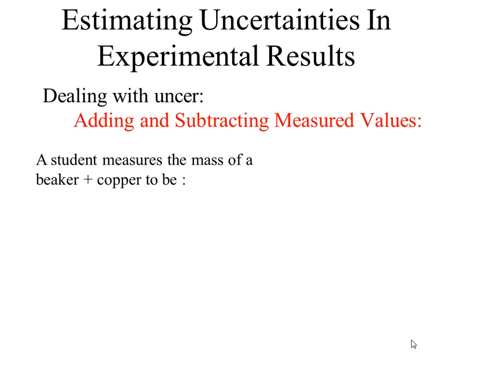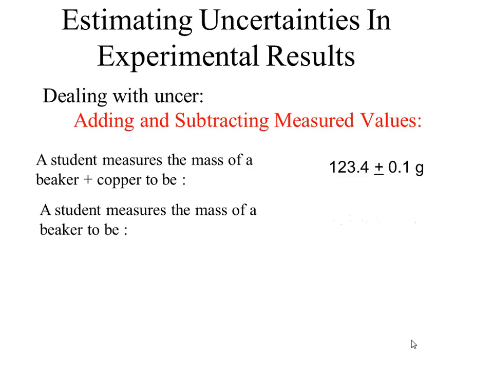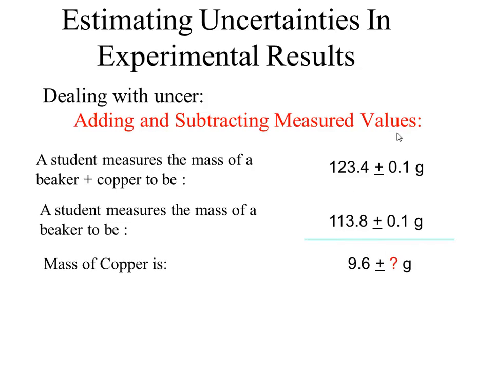So when we're adding and subtracting measured values, say a student is trying to calculate the mass of copper, and we're going to be doing something very similar to this soon. A student measures the beaker and the copper to be 123.4 plus or minus 0.1 grams. The student measures the mass of the beaker previous to that, and that is 113.8 plus or minus 0.1 grams. So the mass of copper is pretty easy to calculate. It's 9.6. What do you guys think the uncertainty is? I want you guys to work together and figure it out for a second. Just talk to each other.